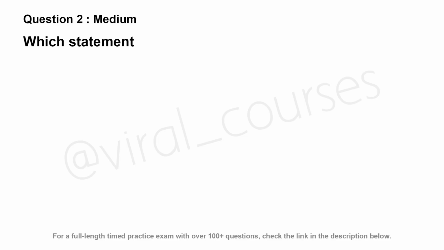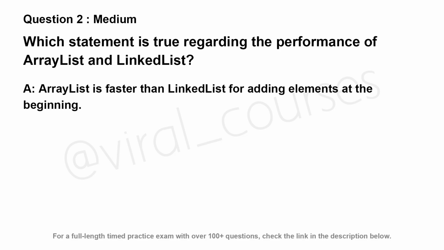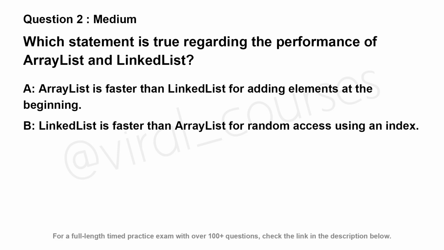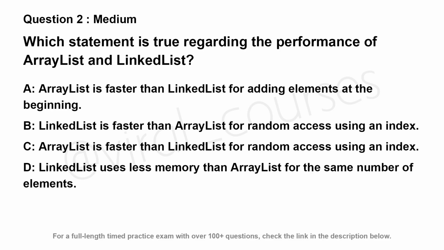Which statement is true regarding the performance of ArrayList and LinkedList? Option A. ArrayList is faster than LinkedList for adding elements at the beginning. Option B. LinkedList is faster than ArrayList for random access using an index. Option C. ArrayList is faster than LinkedList for random access using an index. Option D. LinkedList uses less memory than ArrayList for the same number of elements.